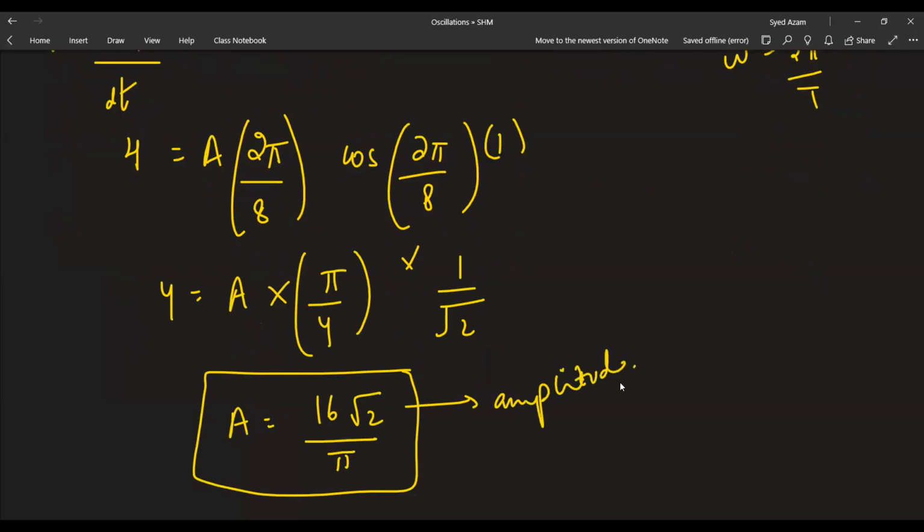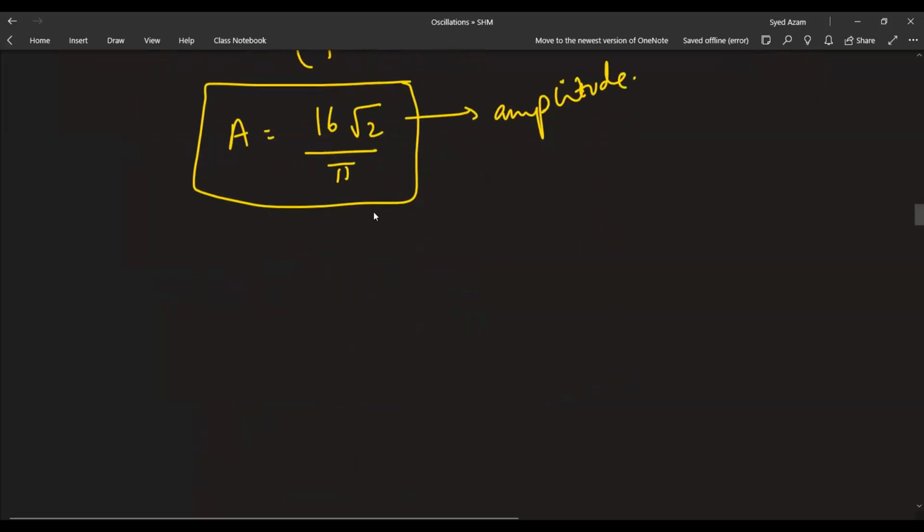We have obtained the amplitude from this. Okay, so 16 root 2 by pi, this is the amplitude that we have obtained. Now we have to find out various things. Total energy. If we find out total energy, then kinetic and potential will be very easy to calculate. I'll tell you a relationship also between them.